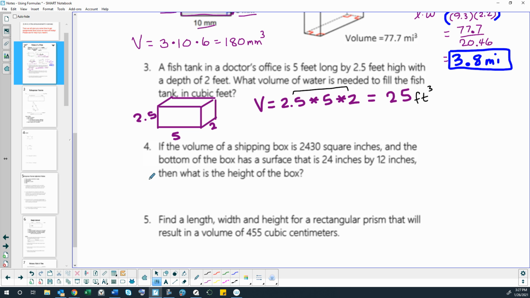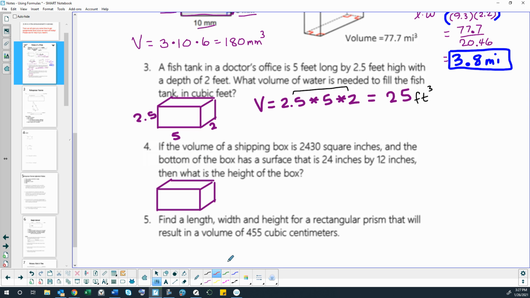Number 4. If the volume of a shipping box is 2,430 square inches and the bottom of the box has a surface that is 24 inches by 12 inches, then what is the height of the box? Okay, we need another box. I'm just going to copy this box, but that means I want it all to be connected. So grab each little piece here, and group it, and paste it. There we go.